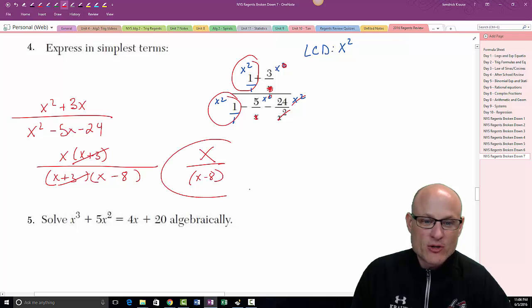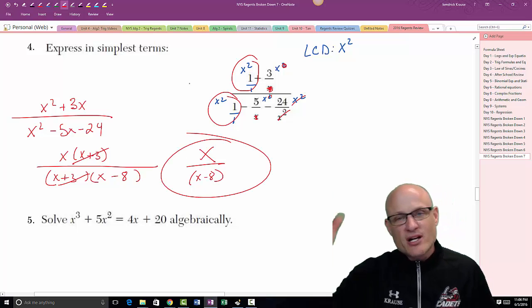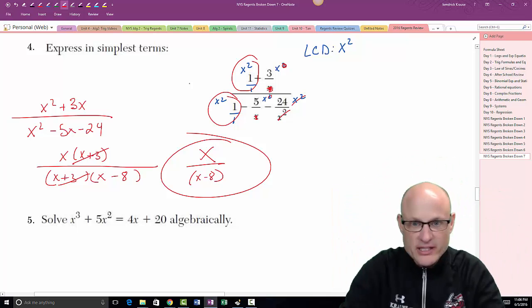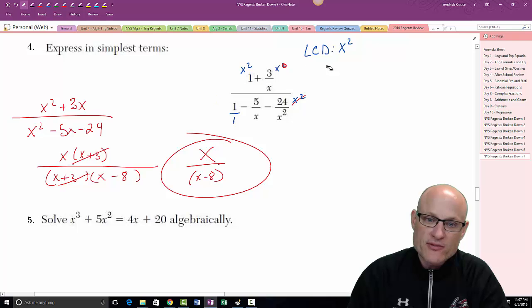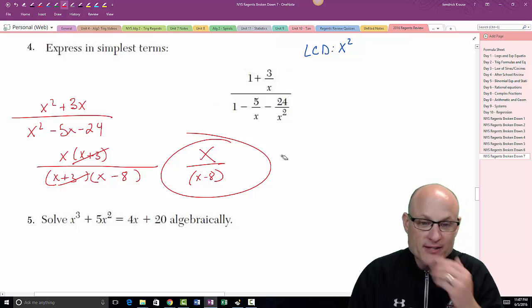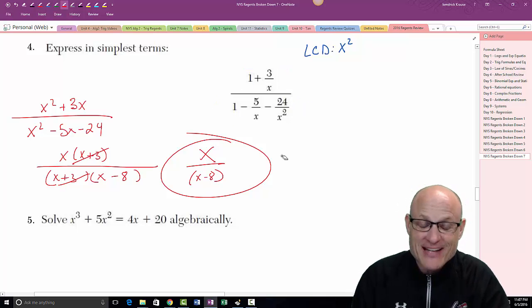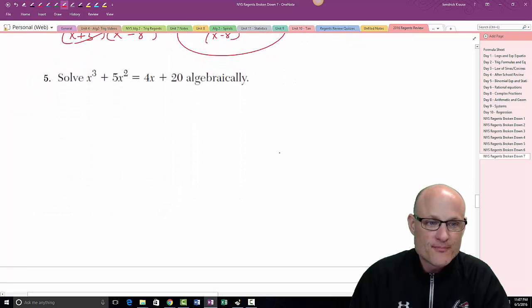Now, when it comes time to your Regents, I'm not going to check these. But when it comes time to your Regents, please, don't be lazy. Stow a number in for x. Type your answer in and verify that you get the exact same result.